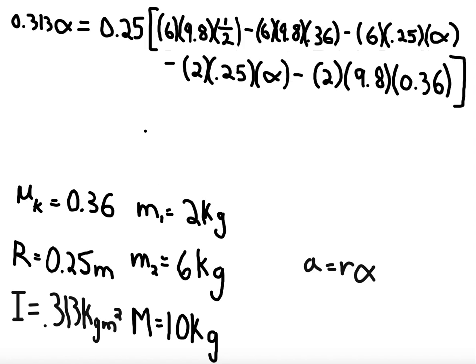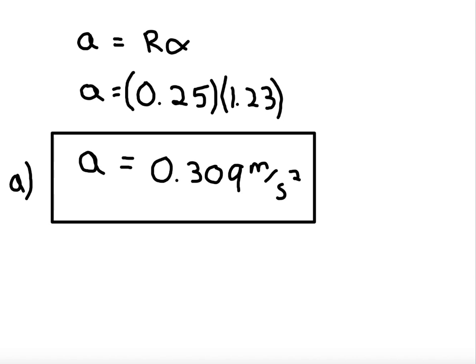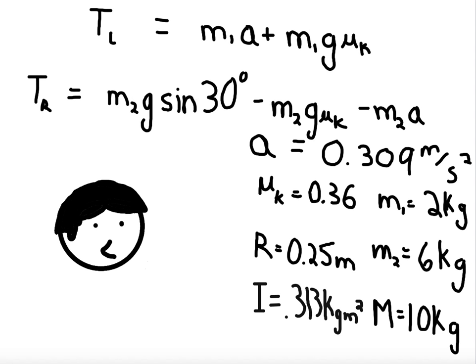And so you just plug all of those in, and then you solve for alpha and you get 1.323 radians per second squared. And simply you just multiply that by the radius 0.25 and you get the acceleration, 0.309 meters per second squared. And for the second part, you want to get TL and TR.